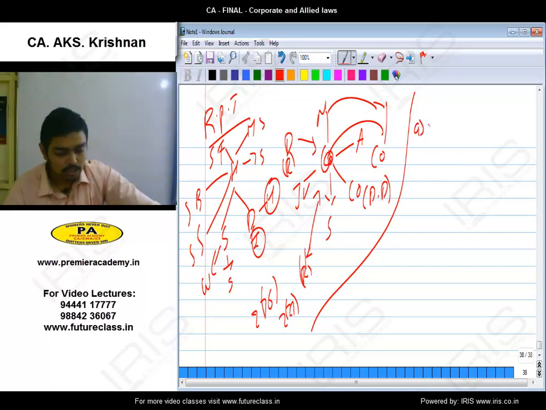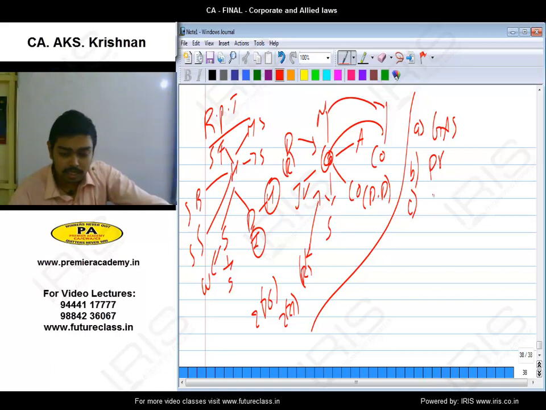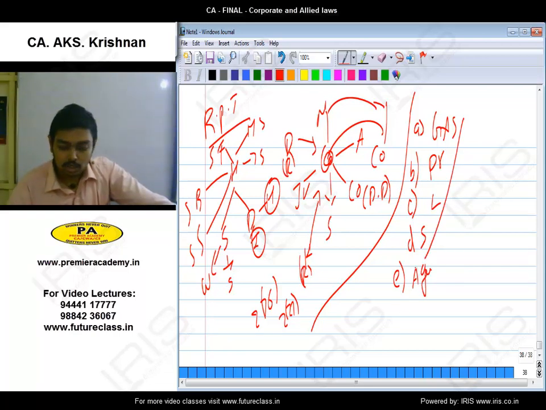A, goods and services. Okay, then B, properties of any kind. Then C, leasing. Then D, services. Then E, agent for this code. Then holding office or place of profit. Then underwriting.